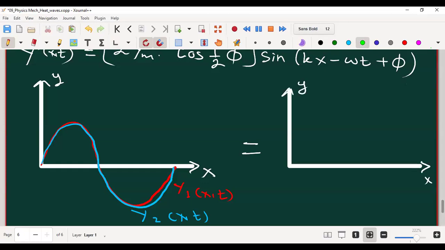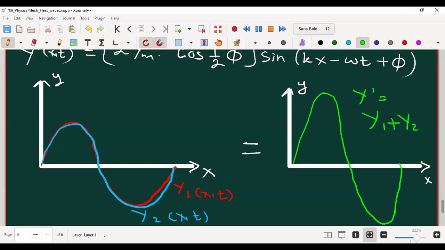So the result is the amplitude will be higher, because the amplitude is bigger and higher. This one is equal to y prime. Y prime is y1 plus y2. Okay, any question for the superposition?